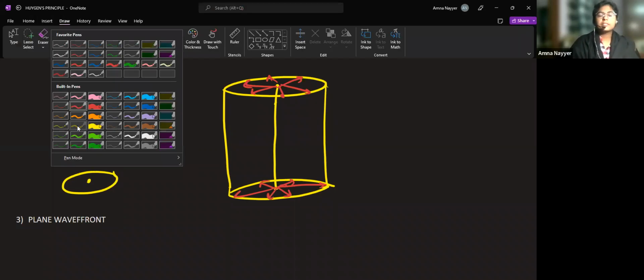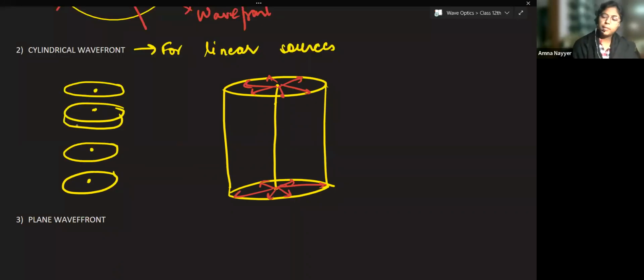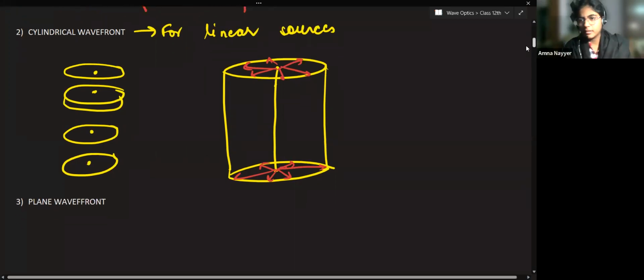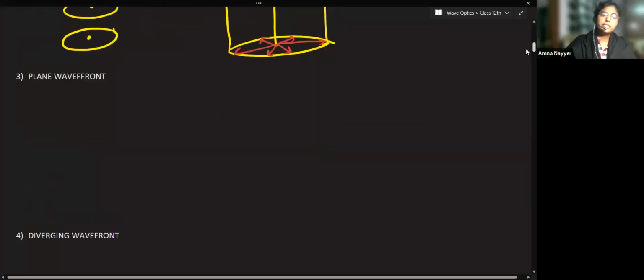Then you have the plane wavefront. Plane wavefronts are formed as follows. Point sources we did, then combining all the point sources, that is linear sources, we did. If all these point sources and linear sources are present at a very distant site, that will lead to formation of a plane wavefront. These are possible for distant sources.